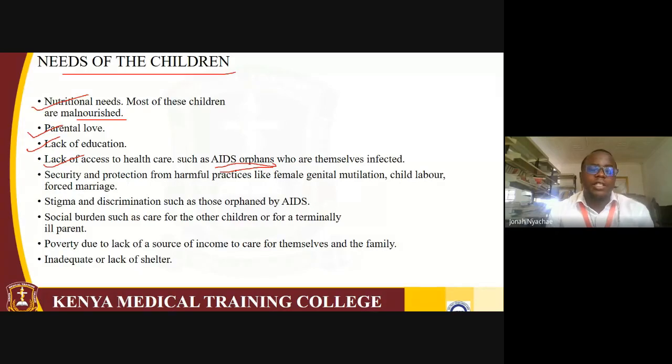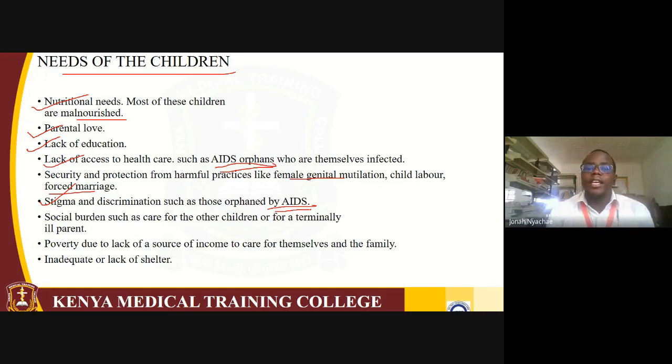There is security and protection from harmful practices like female genital mutilation. There is forced marriage. Sorry. There is forced marriage within our communities. We also have those children who may have stigma and discrimination because maybe they're orphaned because their parents passed on because of AIDS.